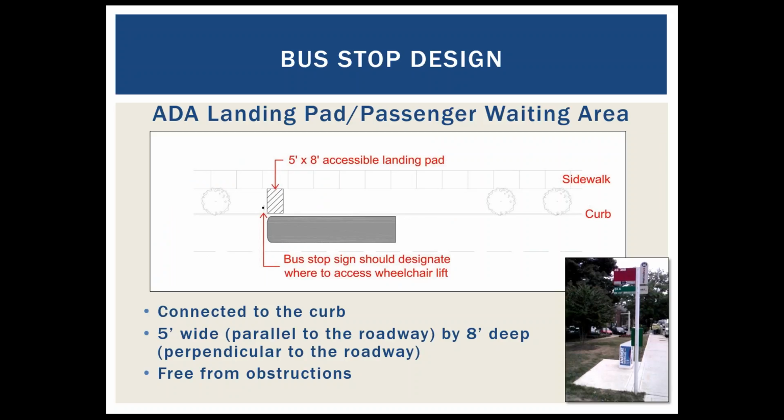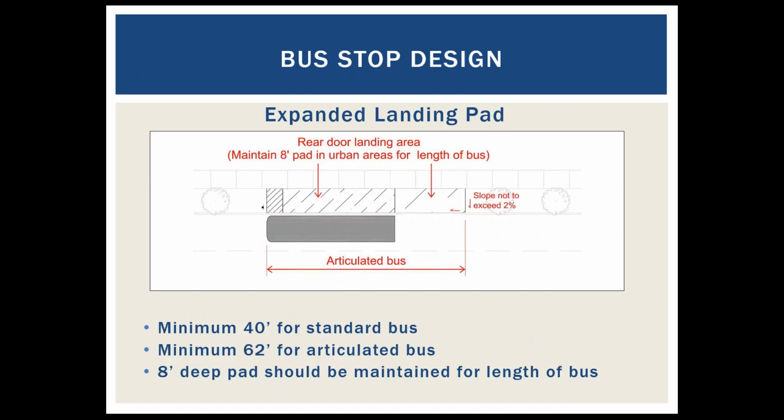And you'll see in this next series of slides, we'll show how you kind of build off of that basic requirement of that 5-foot by 8-foot accessible pad. That's that 60 inch by 96 inch pad. The other thing to note too is that a bus stop sign should designate where somebody is to access the wheelchair lift on that accessible pad. And you can see the picture on the lower right there shows that accessible pad and the sidewalk as kind of just your basic level of design. There is a, looks like a newspaper box placed on that, which would be discouraged because you want to keep that free from obstructions.